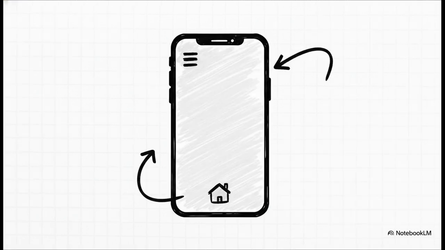Building on that, we have two more absolutely crucial controls. The home button is your anchor. Literally, no matter how deep inside an app you find yourself, hitting this brings you right back to the main screen. Then there's the menu button, which acts kind of like a key to reveal hidden options within specific apps.